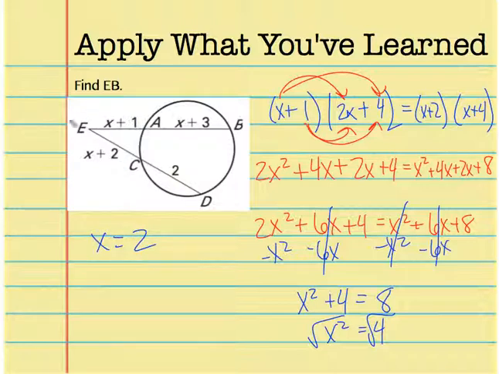So if x equals 2, then what would e be? Have to measure. Let's see. 2 plus 1 is 3. 2 plus 3 is 5. So EB would be, sorry.